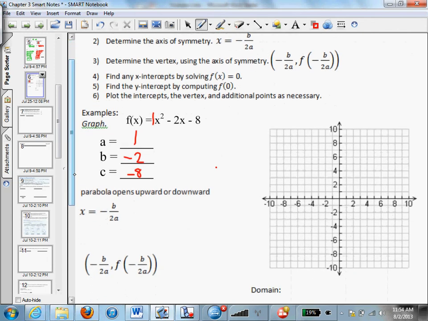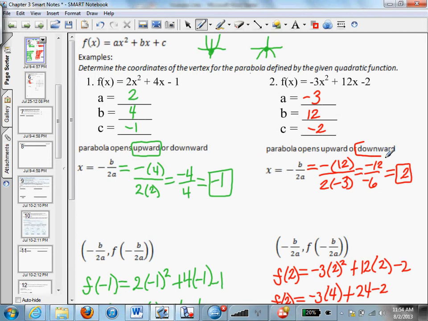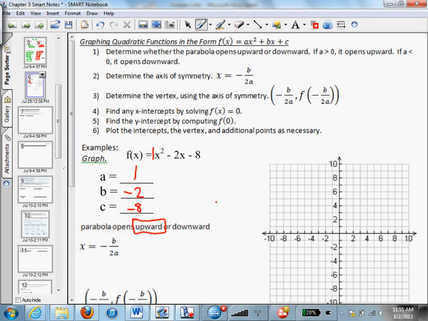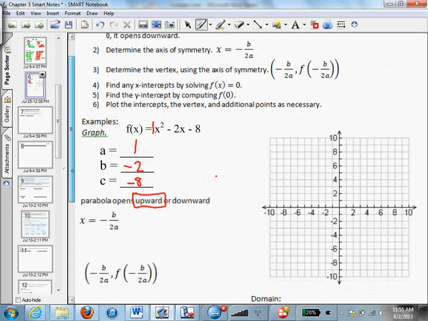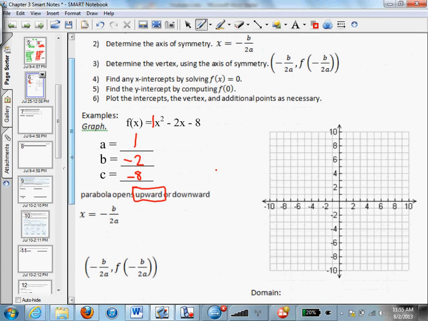Now we have to determine if it opens upward or downward. It's going to open upwards because a is positive. And let's see, it opened downward for the last example. Forgot to document that. So let's do just what we were doing before.